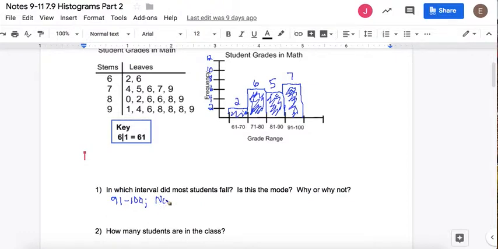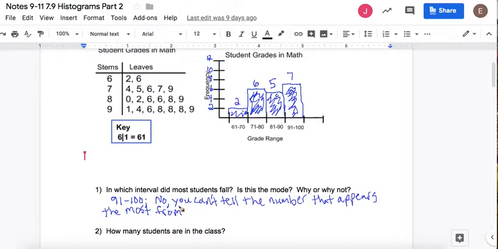So we're going to write no, comma, you can't tell the number, and please make sure you're writing this down, that appears the most from looking at an interval. So I'll give you a couple seconds to finish writing that.